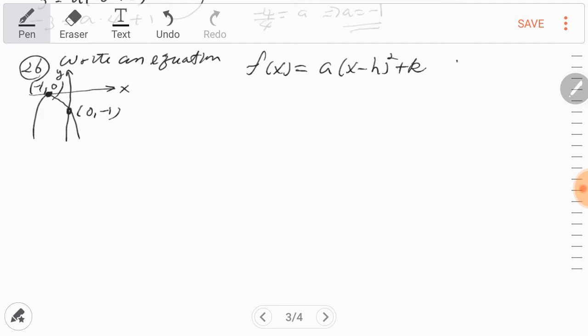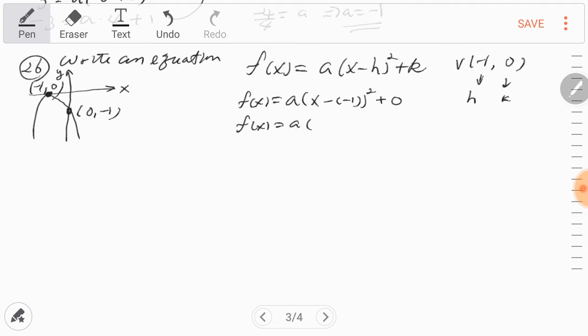And since the vertex is negative 1, 0, we will replace this h with negative 1. This is the h value and this is the k value. So f of x is equal to a times x minus negative 1, which is plus 1. Let me write one more step. Plus k equals 0. So f of x is equal to a times x plus 1 squared. Then we have to find this a.